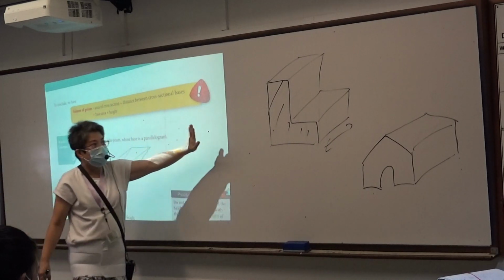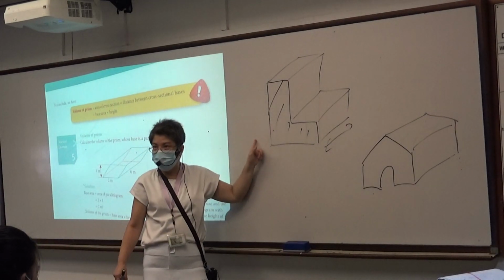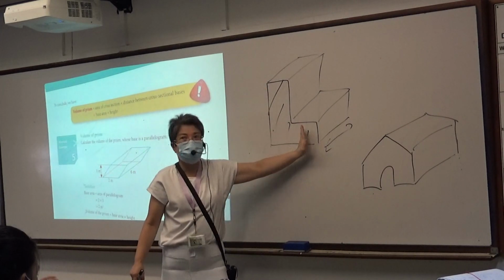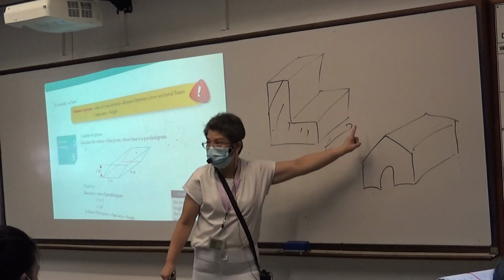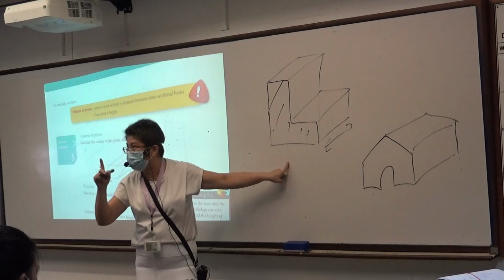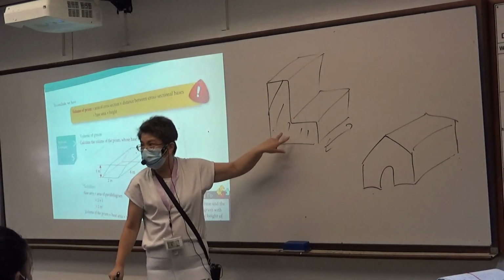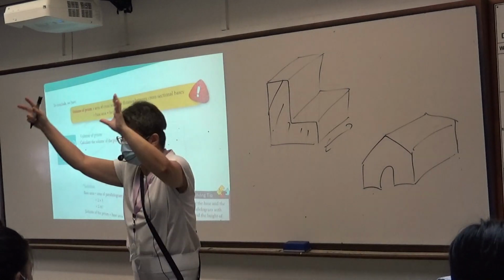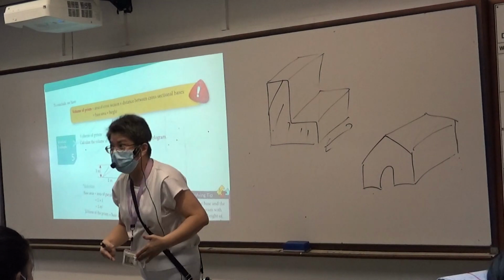Now, let's say I have this prism. How do I find the volume? I must find this area, right? Then I times the height, right? But can you see that I can find this area, but it's quite difficult. I have to divide it into two rectangles. So I always tell students, write base area first, then height, then you times together.